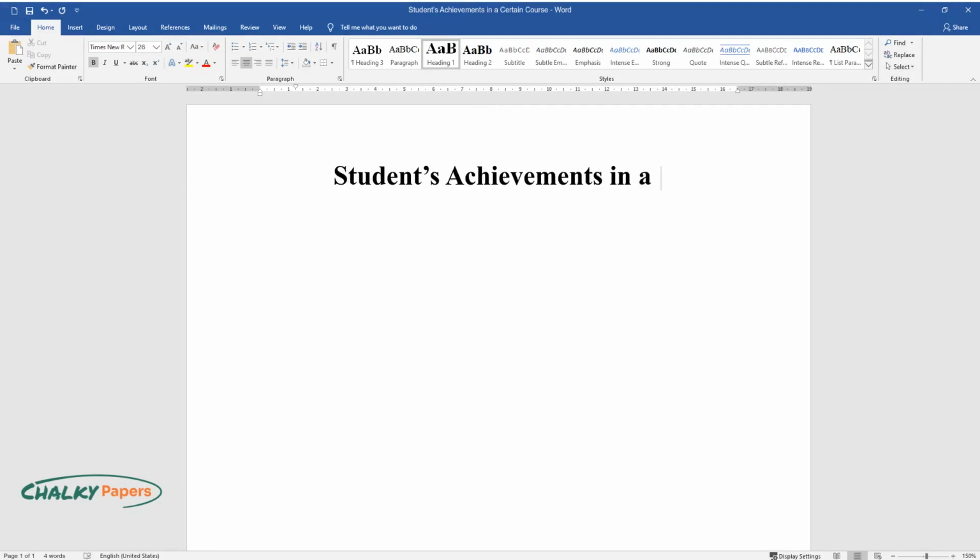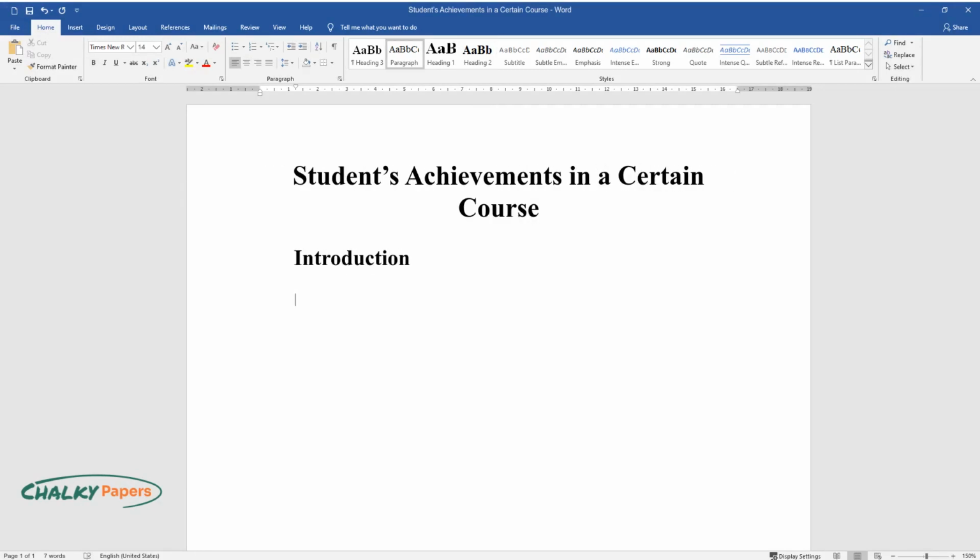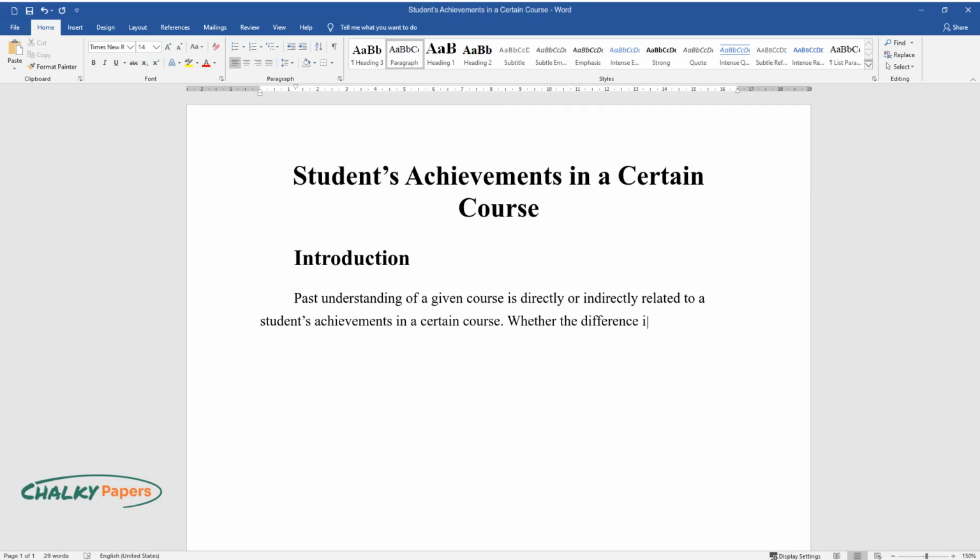Students' achievements in a certain course. Introduction. Past understanding of a given course is directly or indirectly related to a student's achievements in a certain course. Whether the difference in achievements is attributed to the general student's ability is a question to be answered.